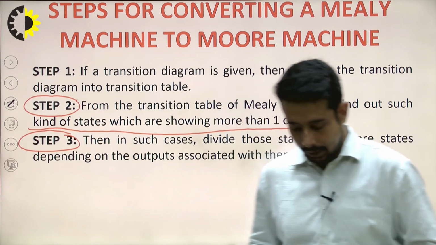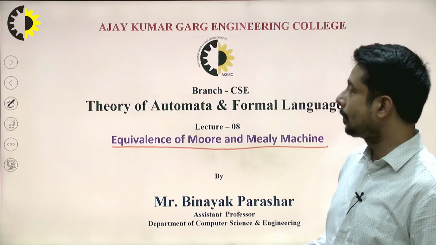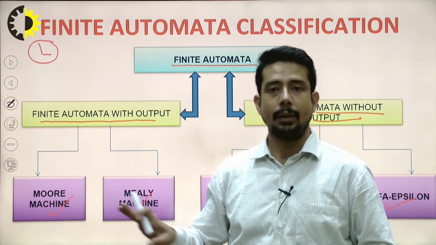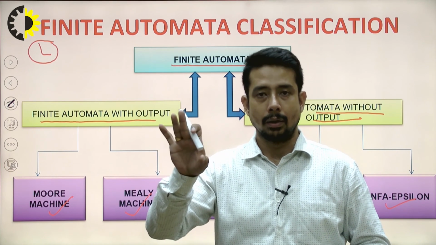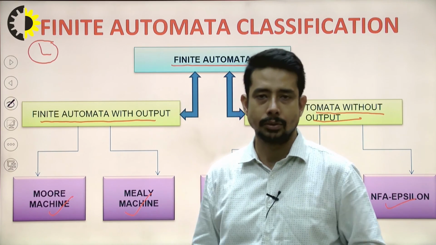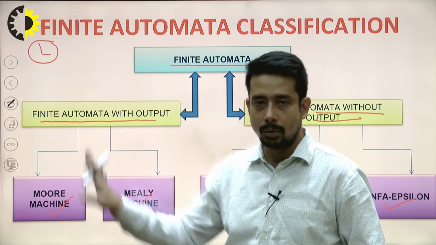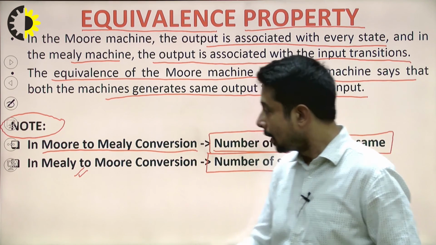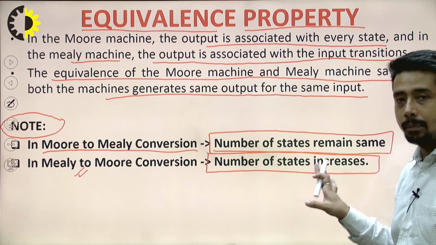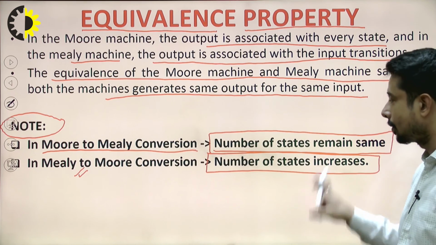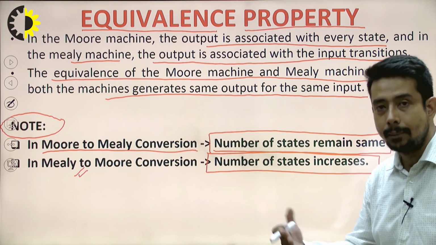So therefore, in this video, we have tried to understand the concept of equivalence of Moore and Mealy machines. We checked the different types of finite automata, with output and without output, just a basic introduction. We have seen what the equivalence property is all about. This is a very important point: keep in mind that in Moore to Mealy conversion, the number of states remains the same. In Mealy to Moore conversion, the number of states increases, okay?